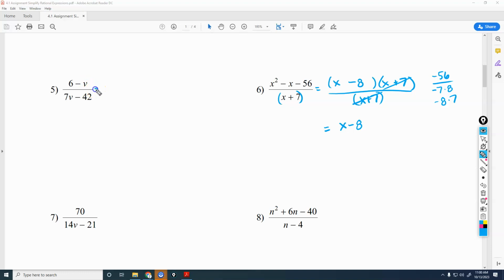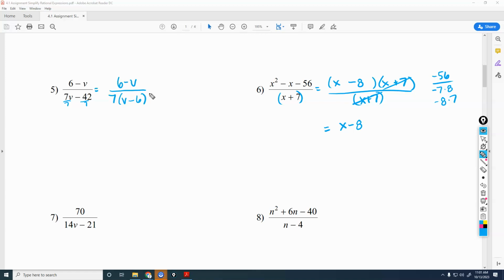Let's look at number 5 also, because I didn't do one like this. So the top, there's nothing you can do with the top. Well, there is something, but we'll have to see it in a second. The bottom, there's not like a variable I can mess with, but does that have a greatest common factor? 7. I could take out 7. So if I divide both of these by 7, I would get v minus 6. V minus 6, is that the same as 6 minus v? It is not. So those can't cancel.